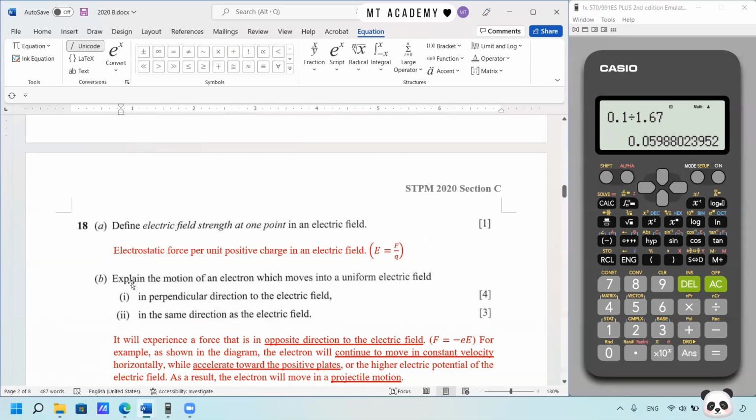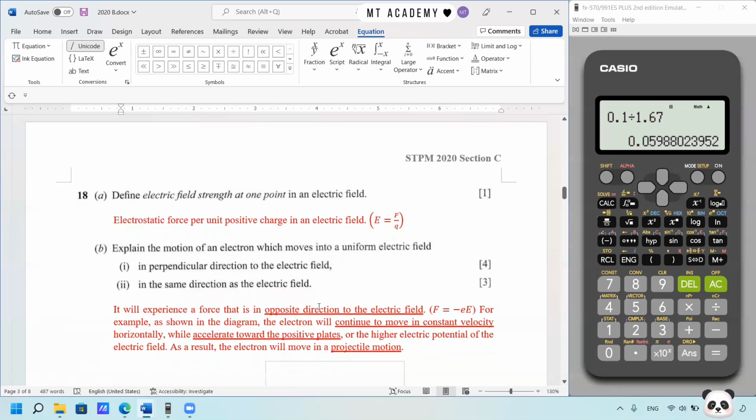Next, we look at B: explain the motion of an electron which moves into a uniform electric field in a perpendicular or in the same direction as the electric field. So let's answer the first one.